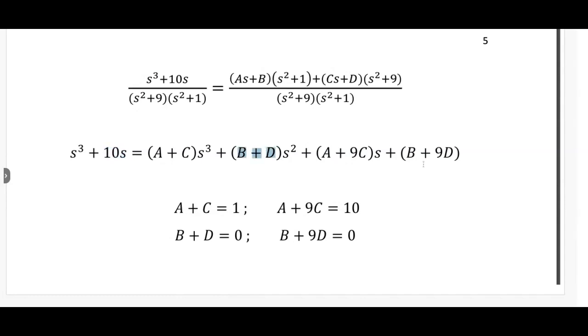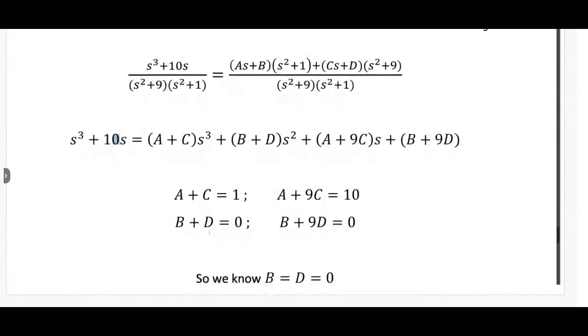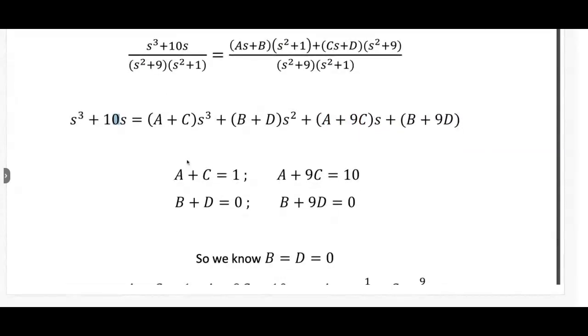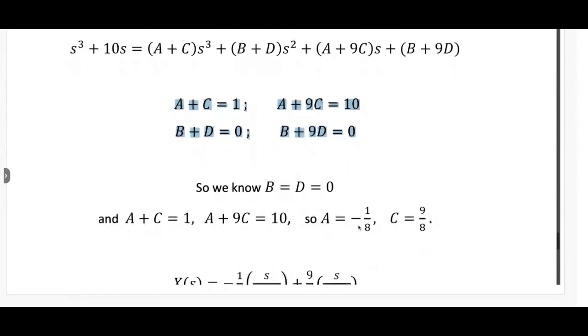So that means b plus d is 0 and b plus 9d is 0. a plus c equals 1. And a plus 9c equals 10. Okay, so with a, b, c, d, 4 variables, we need 4 equations. Indeed, we get 4 equations, 4 variables, so we can solve.